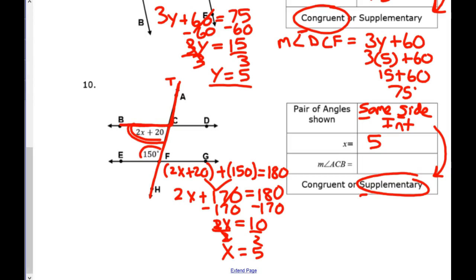Now I want you to notice, ACB, this angle, is the same as its corresponding angle. So this is actually 150 degrees. Again, you could do the zigzag to know this. 150, 150, 150. They're not always asking you for the expression, so please be careful.